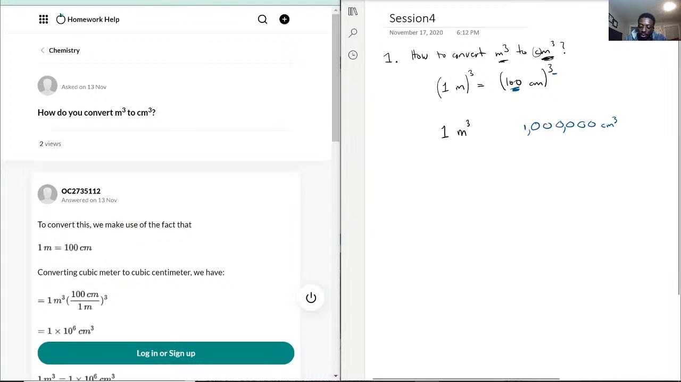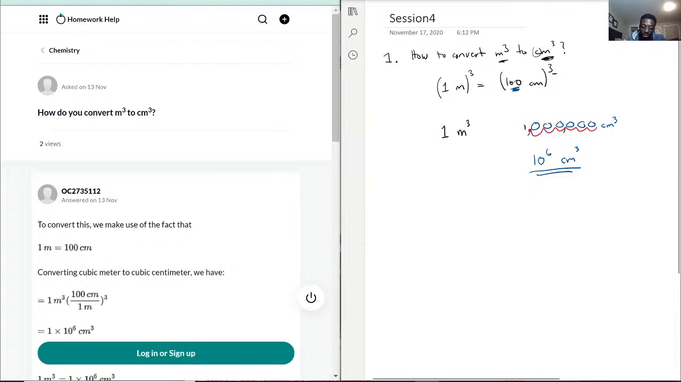And to shorten this even more, you can just write 10 to the 6, because if you move this decimal place, 1 2 3 4 5 6, it's 1.0 times 10 to the 6, or just 10 to the 6 centimeters cubed. So it means that whatever you have in meters cubed, you can just multiply it by this factor to get to centimeters cubed. So that's what you do there.